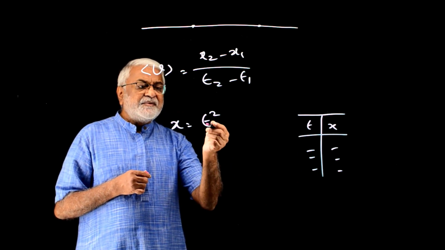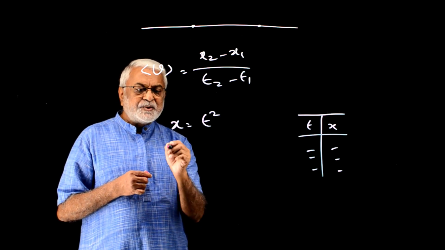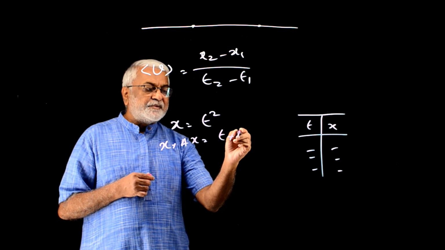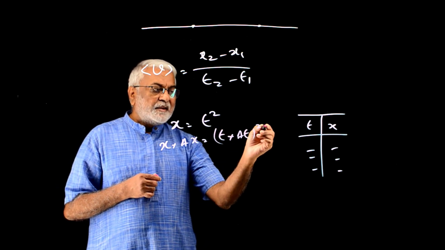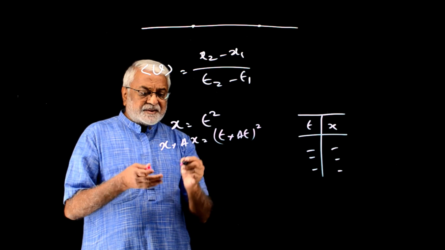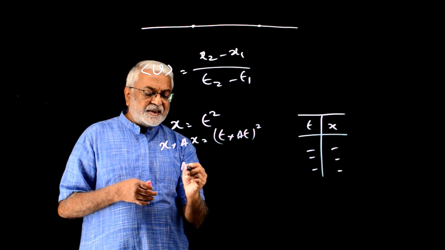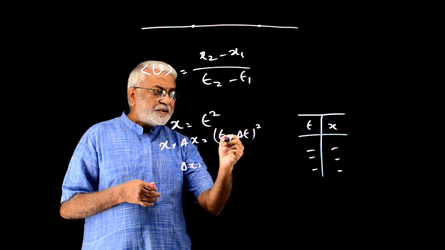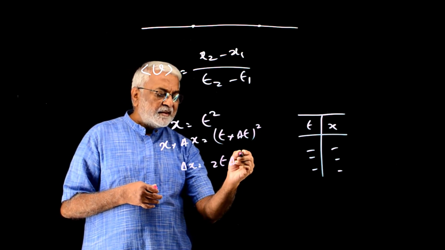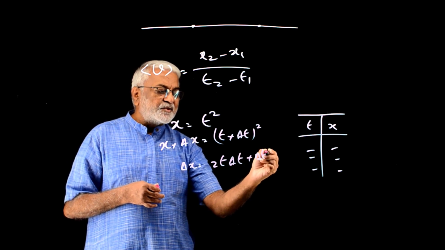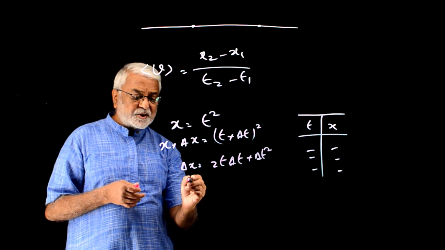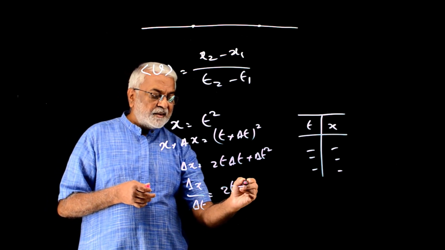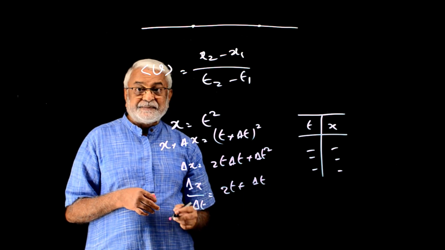Once you have the relation, you can do this. If t were to go up by an amount delta t, x would go up by an amount, say delta x. So this would be what you would do. Now subtract: x plus delta x minus x, that is delta x. t squared cancels out, 2t delta t plus delta t squared. Our interest is in delta x by delta t, is it? So delta x by delta t is 2t plus delta t.